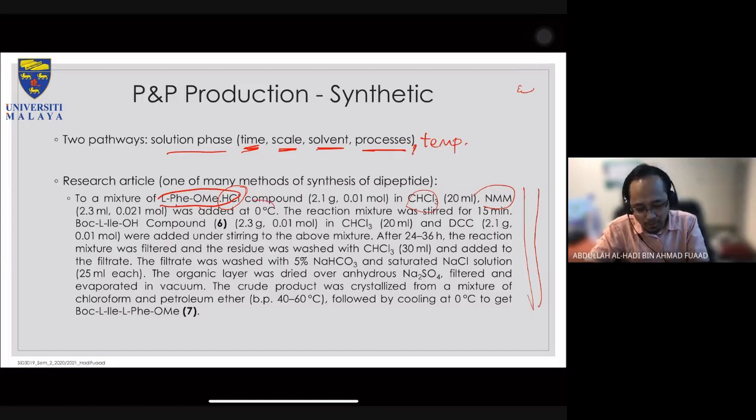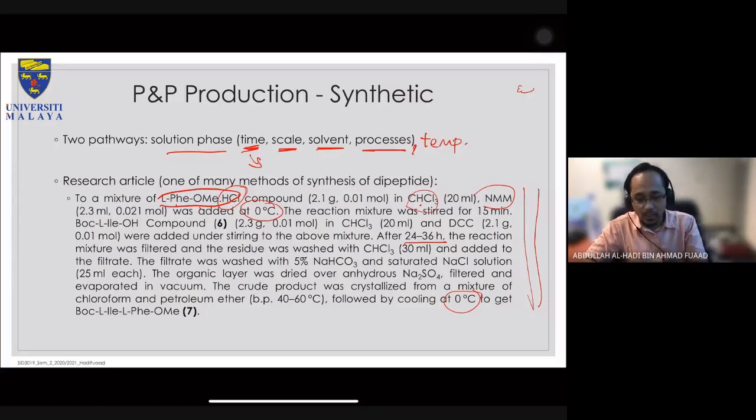Okay, so temperature over here, they do it at 0 degrees. Time-wise, the reaction needs to go on for about 24 to 36 hours. The solvents that they use are different, and the process, if you read through all the methodology, the steps will be different. Okay, so this is one example of a solution phase.